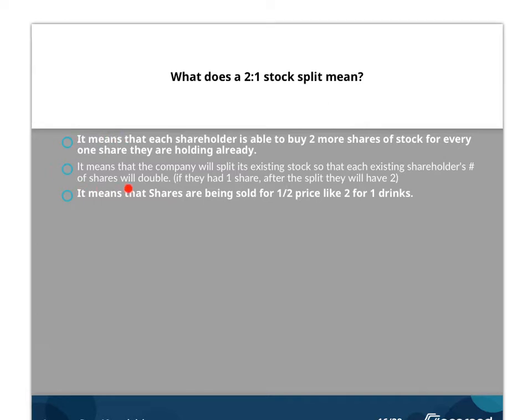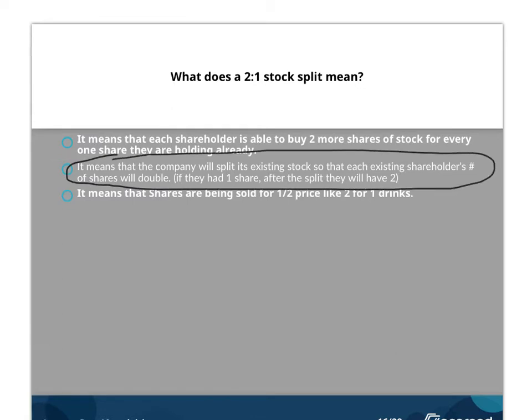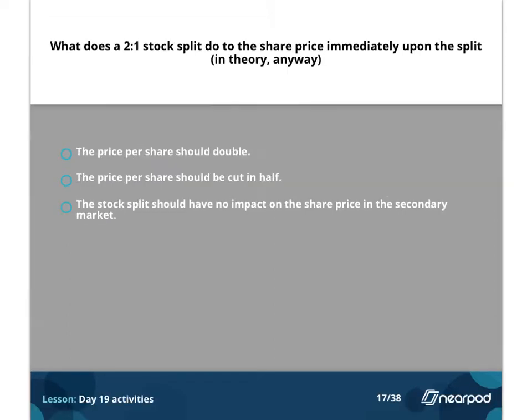So this is the right answer in that quiz question. This is what it means. It means the company is going to split the existing stock so that each shareholder's number of shares will double. It's just accomplished by this announcement, if you will. They don't actually ship out a new share. Well, eventually you'd have a new share. In the olden days, you'd have to have another share, so you'd have another piece of paper.